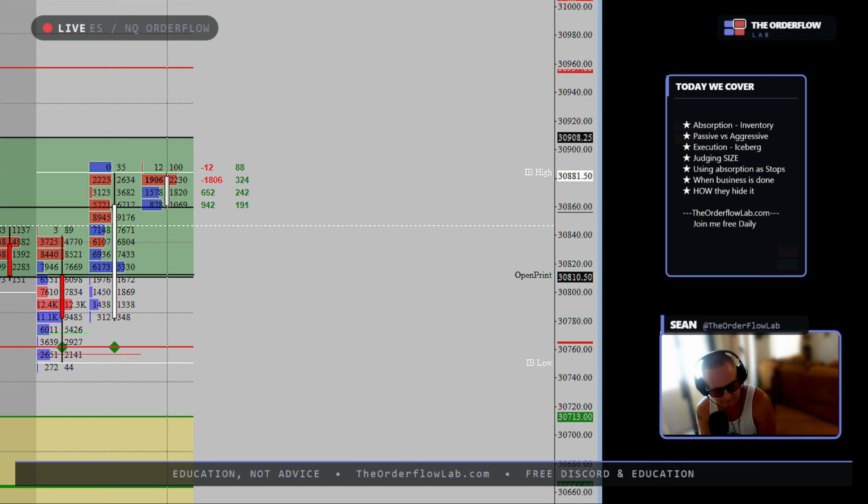Hopefully this makes sense, right? You really do want to see these areas that have this type of price action, right? It's really important because that is positioning, right? That is obviously stops. But when you see that type of absorption, that's big money put in there.